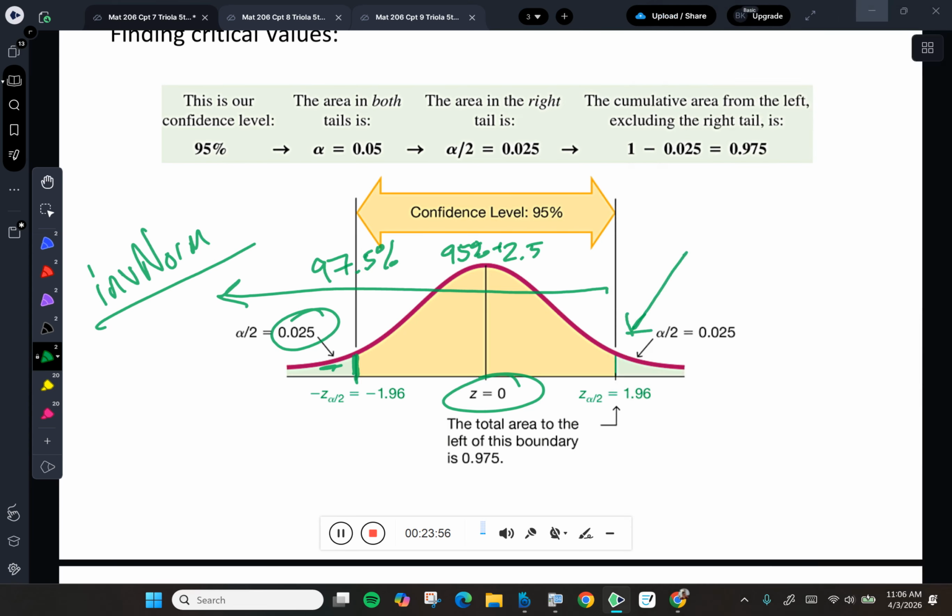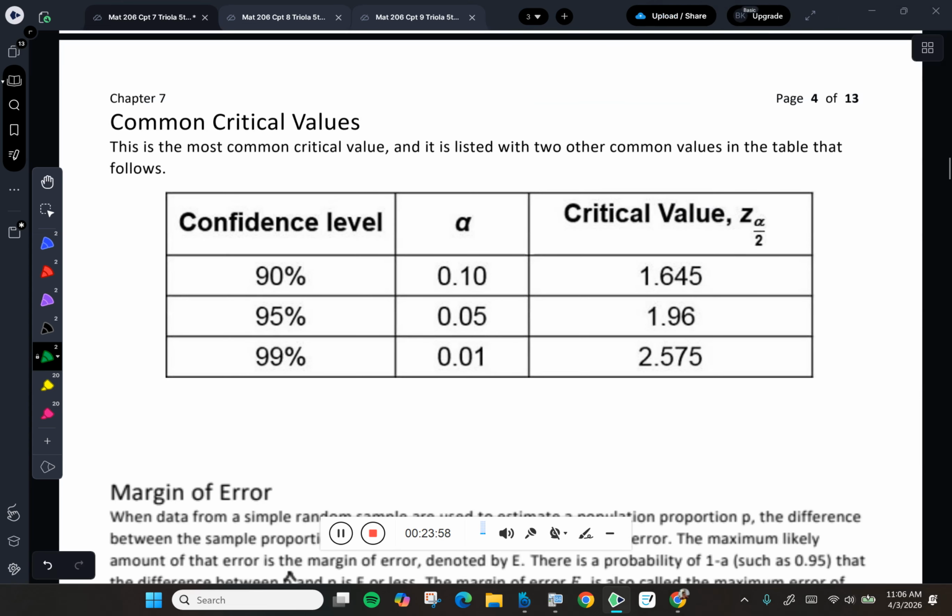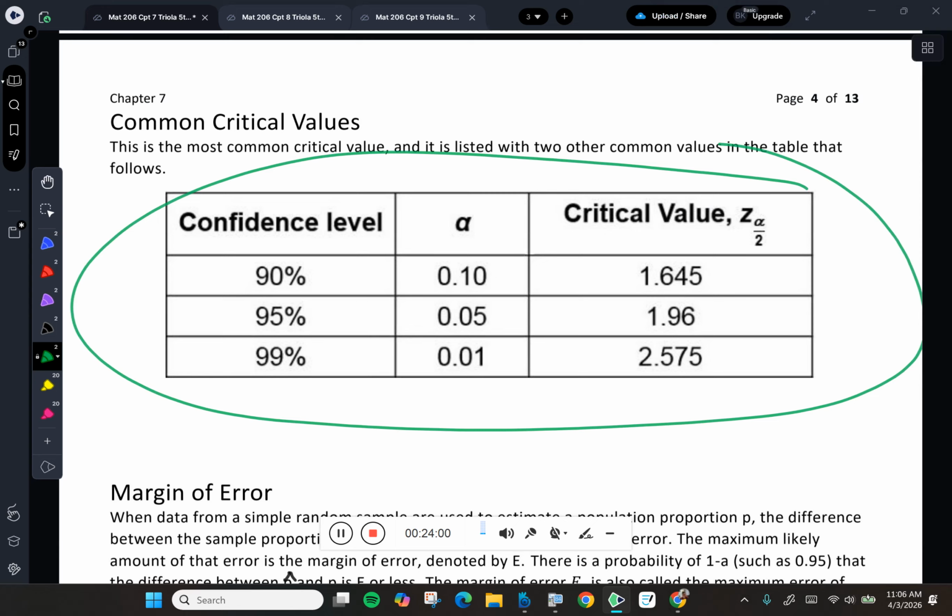Now the reality is we pretty much stick with these guys right here. And so it wouldn't be in your worst interest to kind of memorize those. You'll see them enough where you might just end up memorizing those just because you've seen them enough. Worst case is you can always build them every single time, or you can memorize them. A 90% confidence level, 1.645. 95 is 1.96. 99 is 2.575.